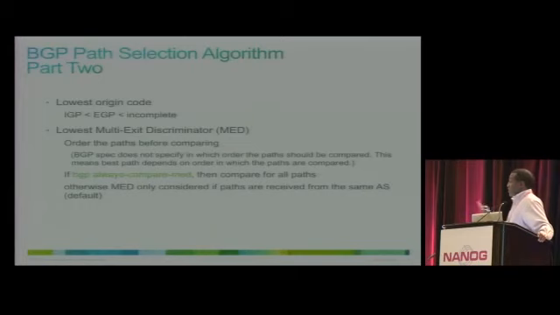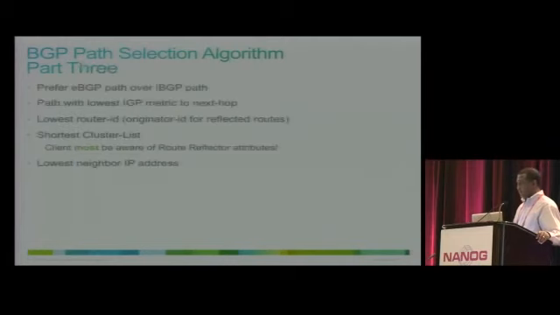Next one is origin. We discussed origin earlier. IGP is preferred over incomplete. EGP is not in the picture anymore. For MED, a lower MED is preferred over a higher MED. Obviously, there are some knobs. MED is only compared for routes received from the same autonomous system. If you want to compare it for routes received from different autonomous systems, then you have to override it using BGP always-compare-med.